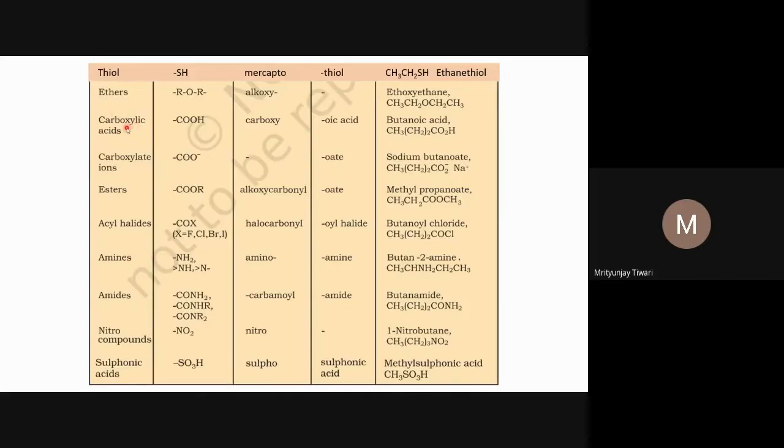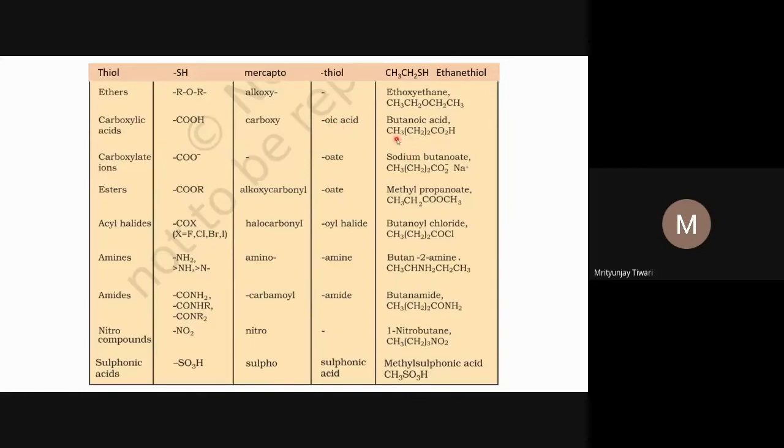The group prefix for the carboxylic acid, used when the carboxylic acid is not the principal functional group, is carboxy. For carboxylic acid, the name is carboxy as a prefix. But if the carboxylic acid is the principal functional group, then we write the suffix, which is oic acid. This O is also a vowel, so the ending E of the alkane will be removed in that case.